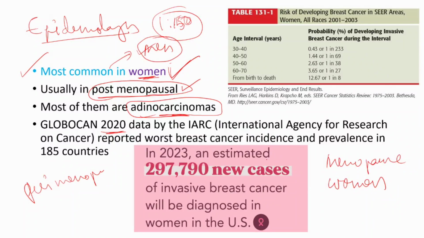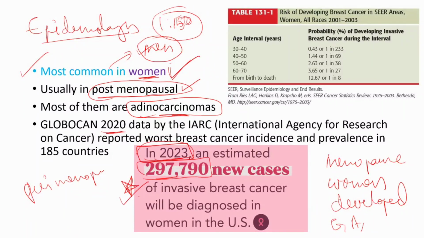Okay, and in upcoming days, it is going to affect most of the women who are in developed countries, particularly in Europe, America, and a few other developed countries. In these countries, it is very common. And see, in 2023, if we see new cases, 297,790 new cases are estimated. Okay, and these many cases are diagnosed in 2023. Just you can see the data, how many cases are newly diagnosed with breast cancer.